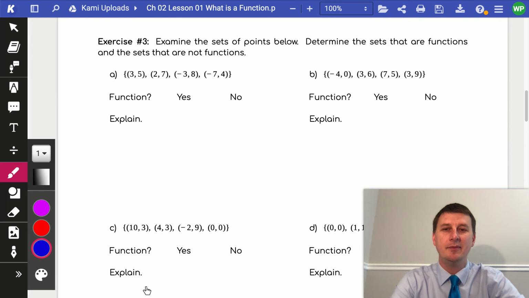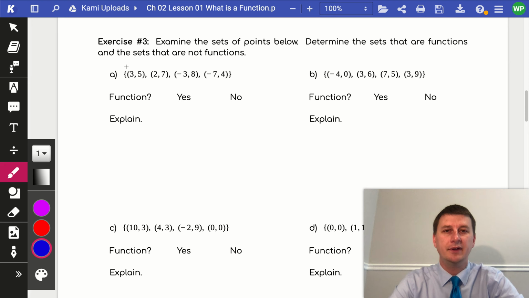It says examine the set of points below. Determine the sets that are functions and the sets that are not functions. And then it looks like we're going to have to do some explaining too, whether it is or is not a function. So in part A, we have (3, 5), (2, 7), (-3, 8), and (-7, 4). And if we go back to what our definition of a function is, it's that each input has exactly one output. So let's start with this 3.